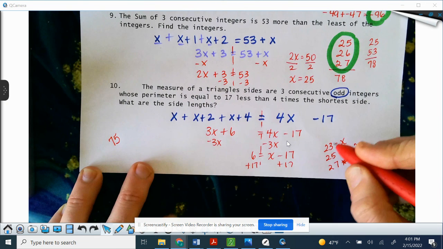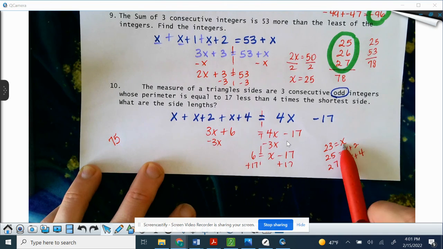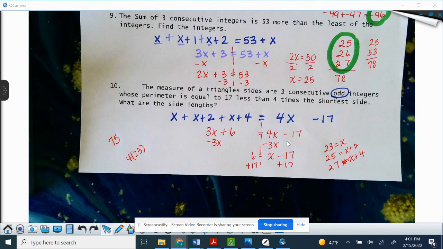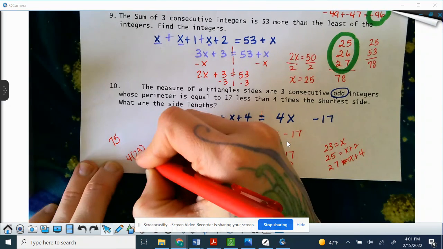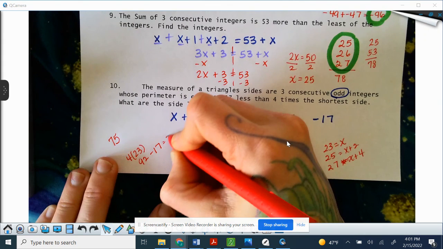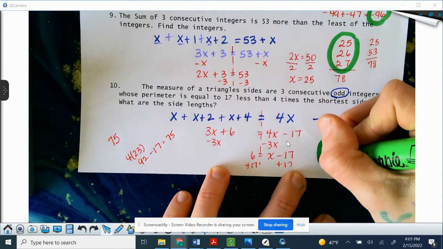If I just add the three together, it is equal to 17 less than 4 times the shortest side. So the shortest side is 23. So 4 times 23 is going to give us 92. And then minus 17 does indeed give us 75. So we did our math right. It worked out perfect. There are 3 odd. And so your answers for the 3 side lengths would be 23, 25, and 27.